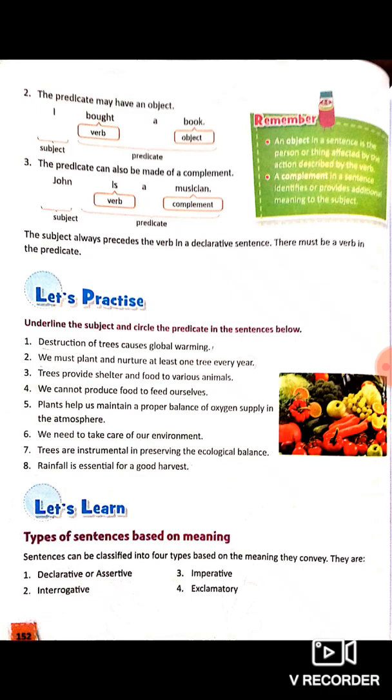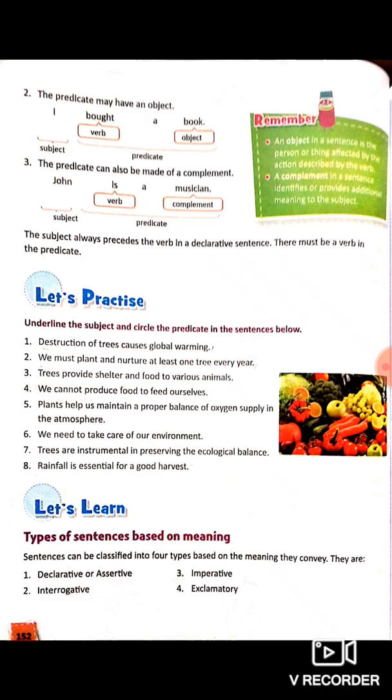We find therefore that a proper object, a complement, or only a verb used properly with a subject gives us a proper sentence. So the subject always precedes the verb in a declarative sentence. A declarative sentence means an assertive sentence, or what we call a declaration. What is the other name of a declarative sentence? It is also called a statement.